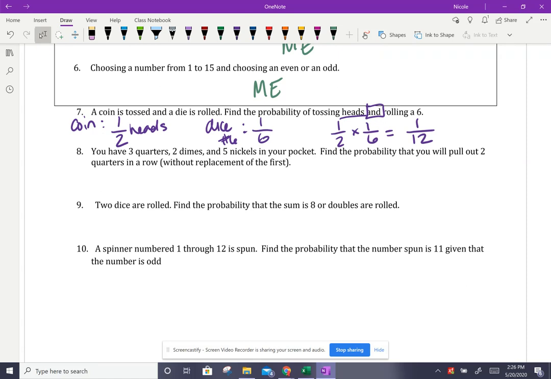Number 8 says find the probability that you will pull out 2 quarters in a row without replacement of the first if you start off with 3 quarters, 2 dimes, and 5 nickels in your pocket. So you have to pull out 2 quarters in a row without replacement. So the first quarter, you have 3 quarters out of a total of 10 coins. And then you pull out the second quarter.